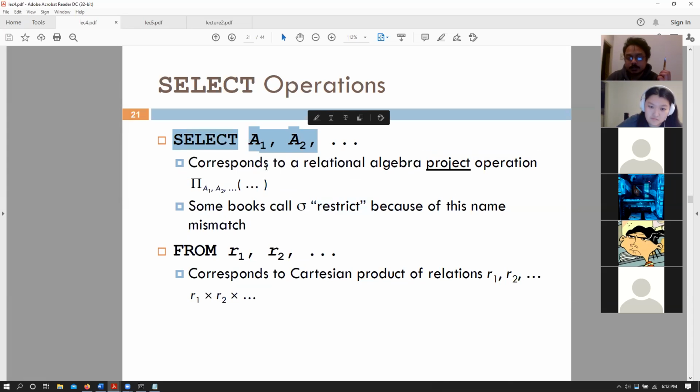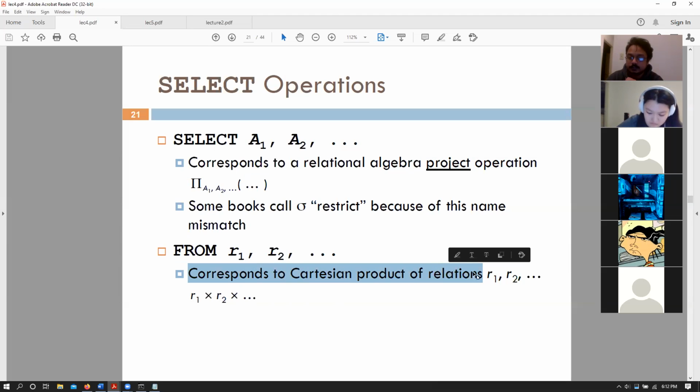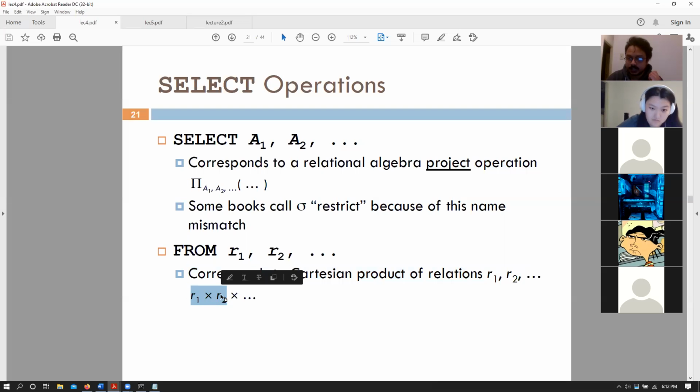So select attributes essentially looks something like this, that is project attributes from a particular relation, right? And then we have from R1 and R2. Essentially, that is just the Cartesian product of all the tables that we have. So if we have select from R1, R2, basically we are seeing R1 cross R2.